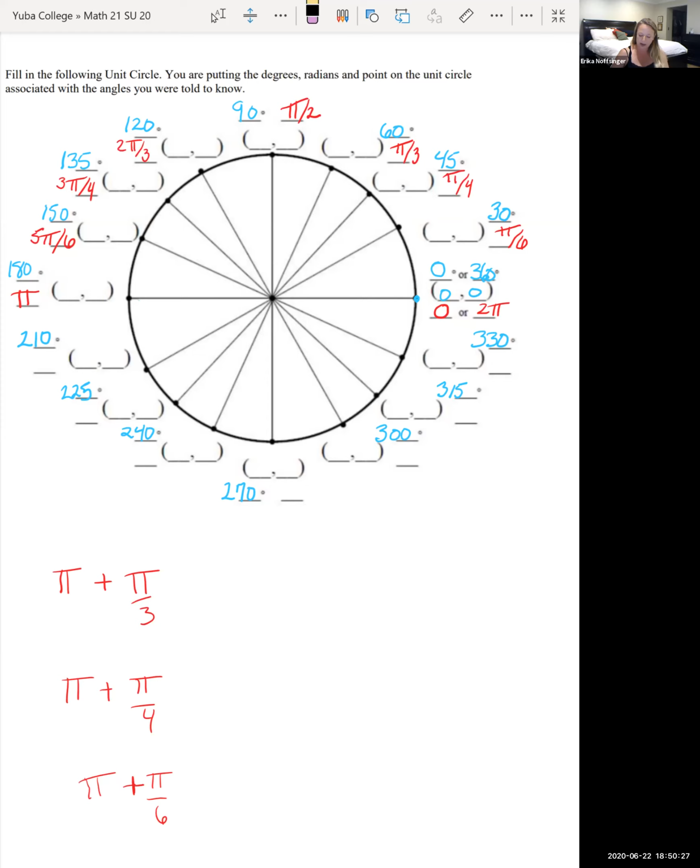So if I took pi plus pi over 6 first, because that's the 30 degrees, again, common denominator. Think of this as 6 pi over 6 plus 1 pi over 6. That gives me 7 pi over 6. So 4 pi fourths plus 1 pi fourths is 5 pi fourths. And I can think of this as 3 pi thirds plus 1 pi thirds is 4 pi thirds. And then 270 degrees, this is 3 pi halves.